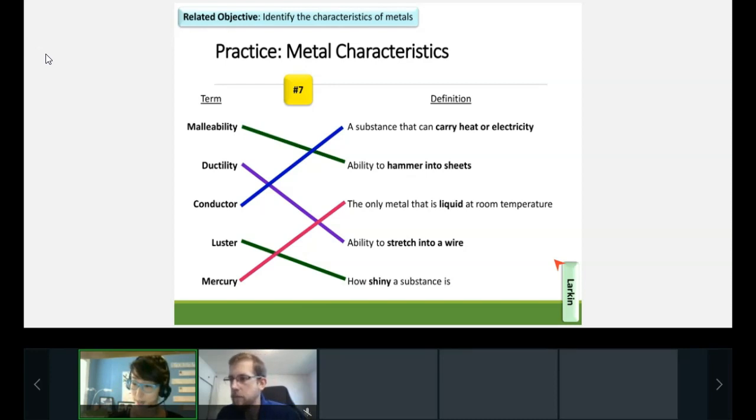Great job, everyone. Ductility is the wire one, Shane. Malleability is the sheets one. Again, just think about malleability is much wider, kind of like a sheet. Ductility is a much skinnier word, kind of like a wire. That's how I remember it.